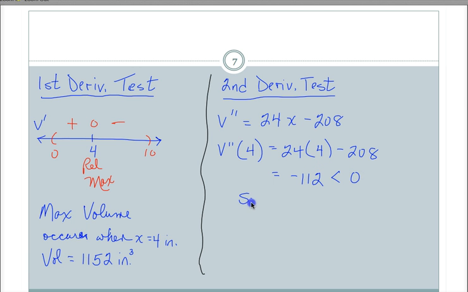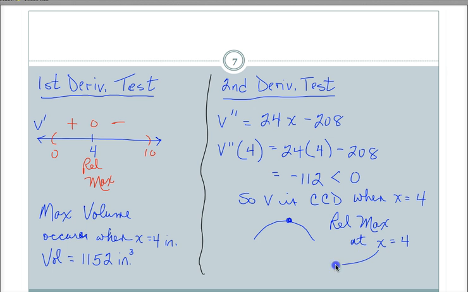So V is concave down because the second derivative is negative when x equals 4. And remember our pictures, concave down looks like this. So that's why there's a relative maximum at 4. And then pretty much you'd have the same conclusion that we got before.